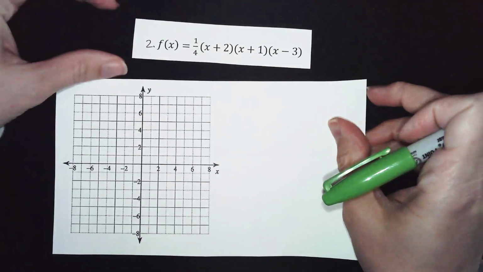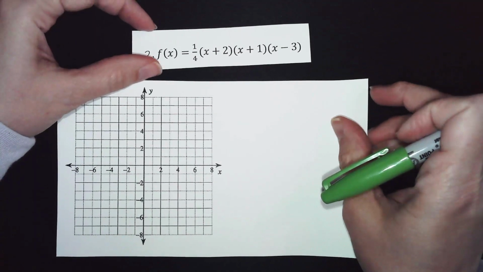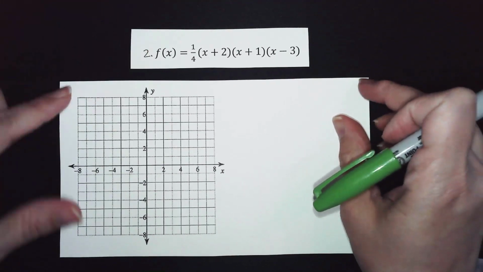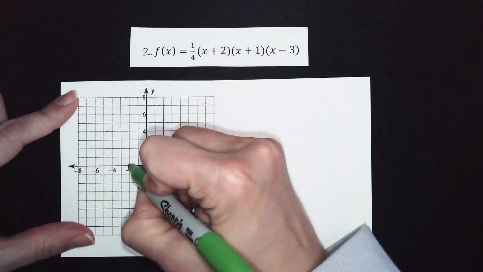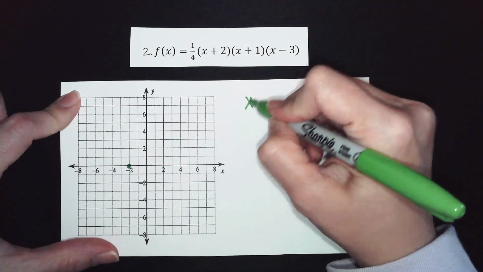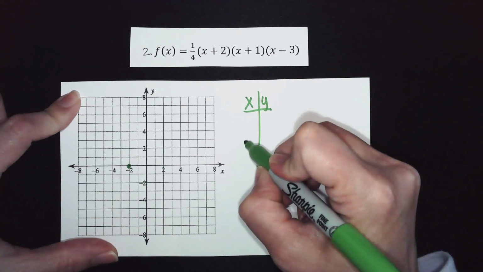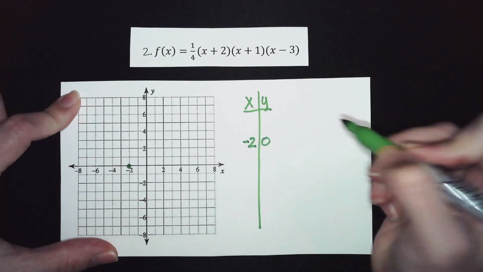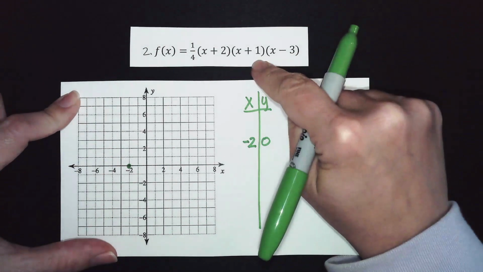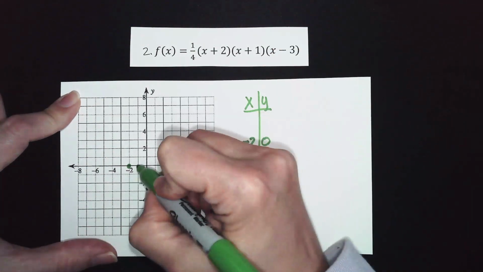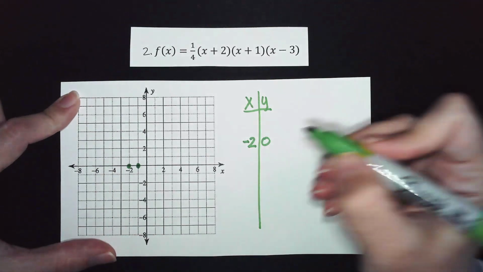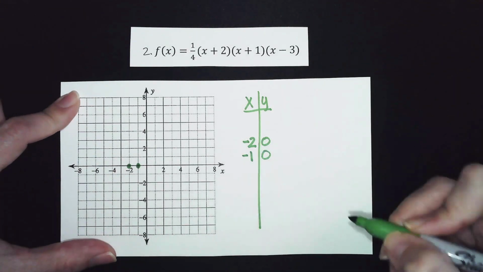So number 2, again, it's giving us the x-intercepts. So we can plot those. If this is a +2, I'm going to have an x-intercept at -2. So when I'm writing my points, I already know I'm going to have a -2, 0. Then this is a +1, which means at -1, I have an intercept, so -1 also is at 0.